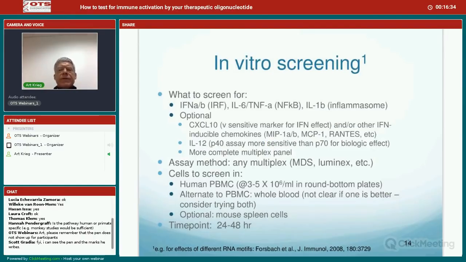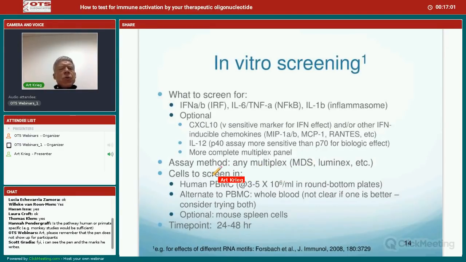Commonly people will use a multiplex panel. There are a number of them out there. Luminex has a 25-plex chemokine panel that covers a whole lot of different factors. But you don't really have to include all of those different factors. And frankly, I think it can sometimes be confusing to have too many different factors in your panel. The assay method, any multiplex assay will work, MSD, Luminex, any of those are fine.